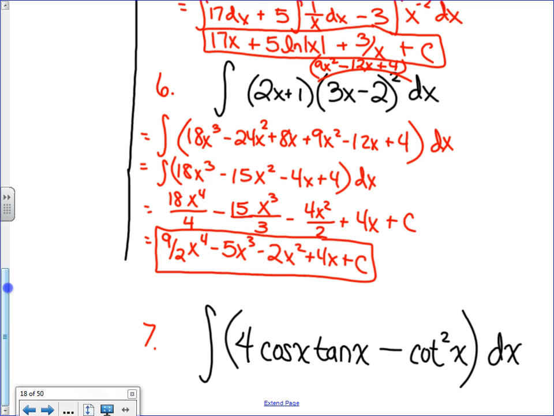Cool? Questions? Why did I have to FOIL? Because you can. I don't have a product rule for integration. I have to just extend it for right now and make it pluses or minuses. And even in the future, I don't even know if BC techniques could make that much simpler than that one had to be.